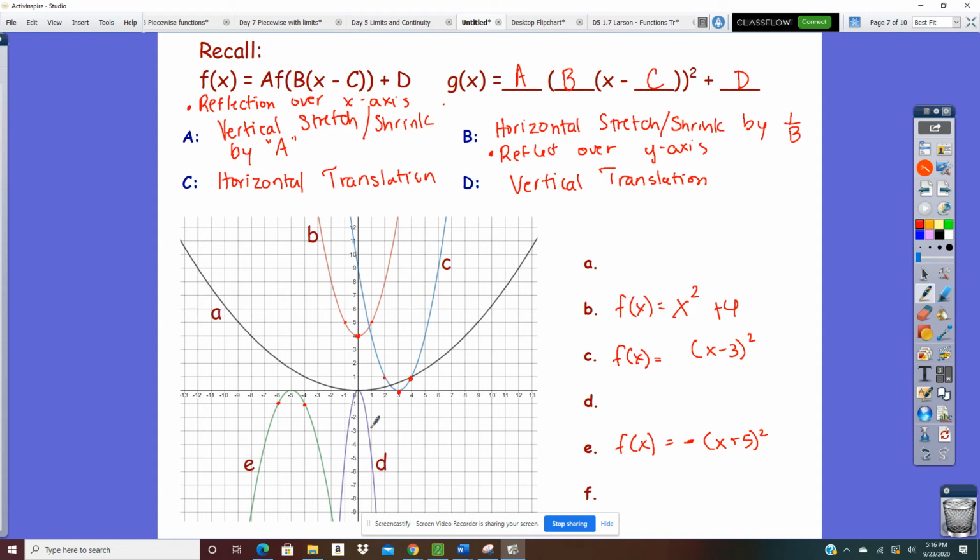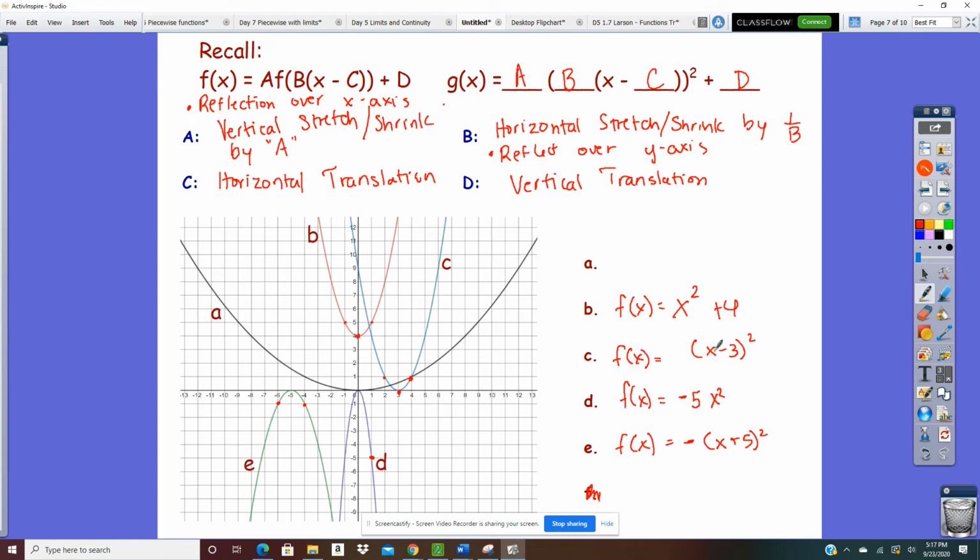D and A, and I don't see an F, so yeah, let's get rid of that. D and A are both stretches, involve stretches. So let's look at D. Notice that it went 1 and looks like -5. So it's been vertically stretched by a factor of 5, but it's also been reflected. So that's going to be f of x equals reflection, negative up front, and then multiplied by 5. So it's 5 and then x squared.